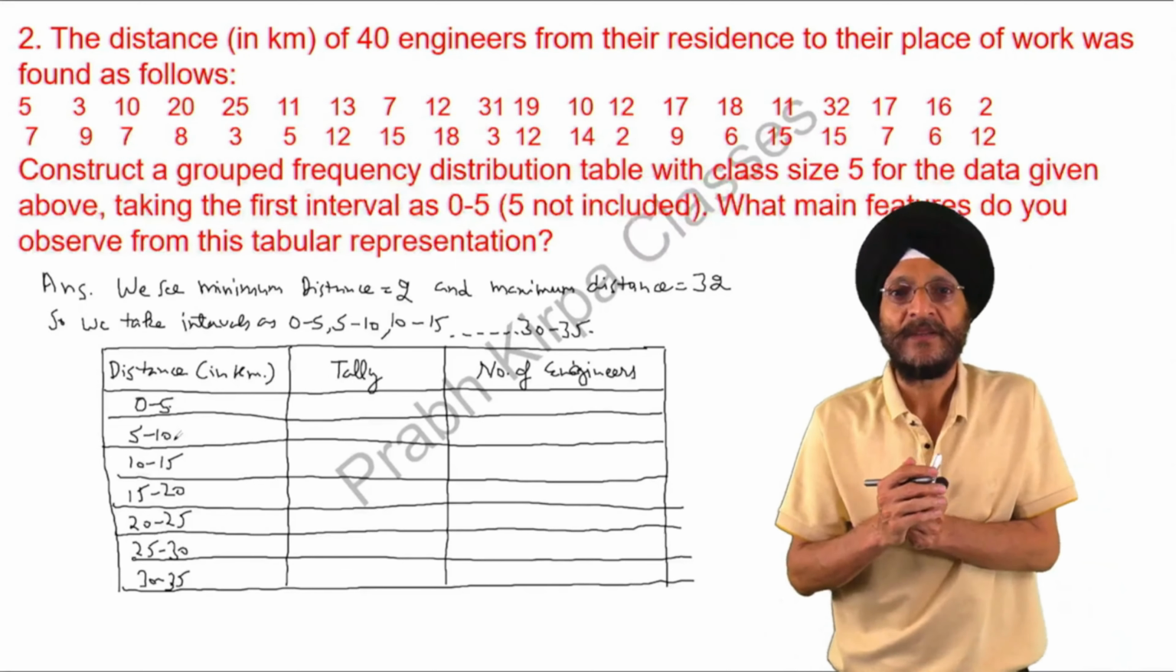Because if we take the engineer who travels, say, 5 kilometers, we will take this, and we will again take 5 kilometers here, a particular engineer who travels 5 kilometers, then it will result in duplication. So we deal with it in such a way that we take it up to 5. We will not count 5. So now we will say this is the first engineer who travels 5 kilometers. It will be counted here and not here.